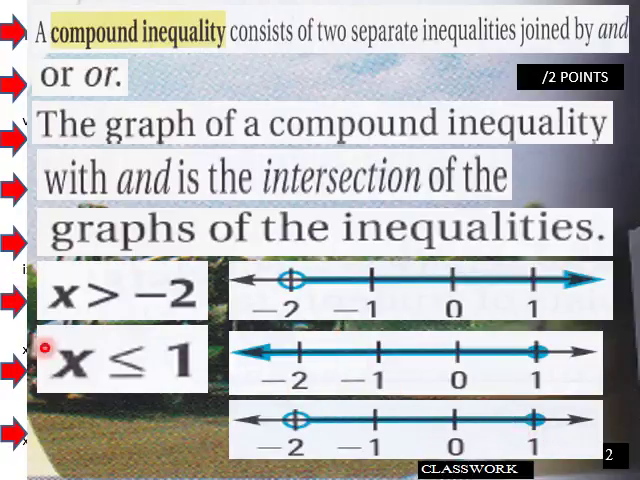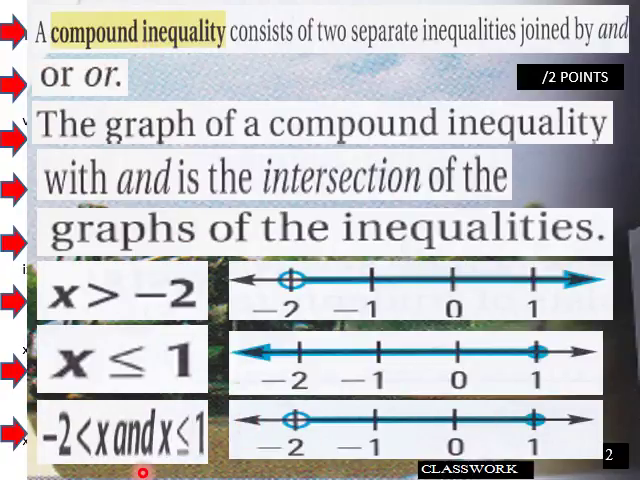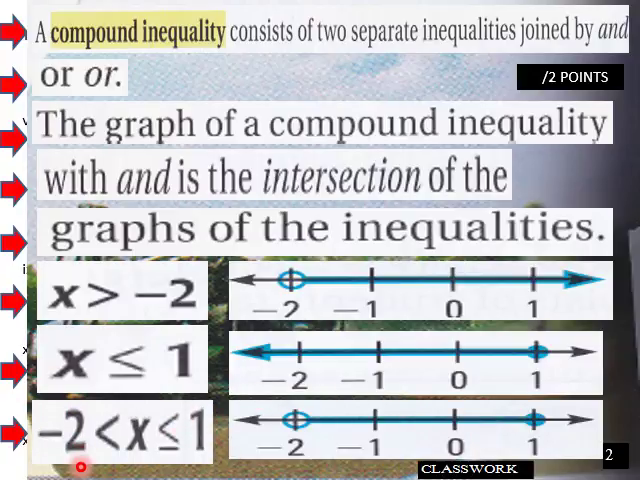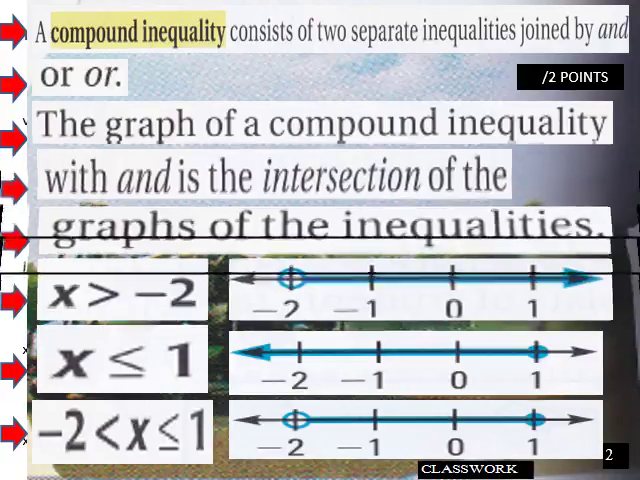When we join these two inequalities together as a compound inequality, negative 2 is less than x, and x is less than or equal to 1. This would be the graph of this inequality right here. That can be further simplified to negative 2 is less than x, and x is less than or equal to 1. That would also be the same statement with the same graph, same plot.